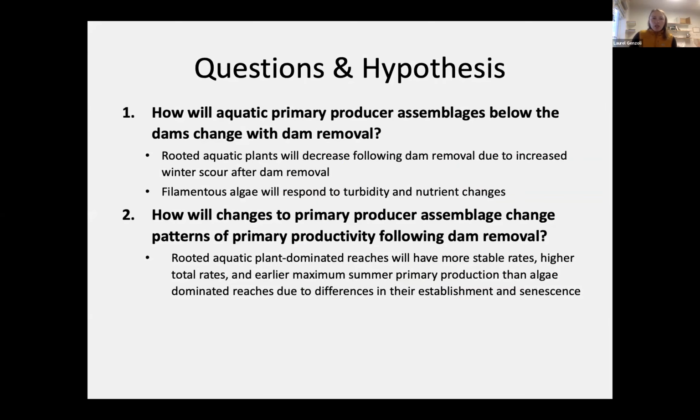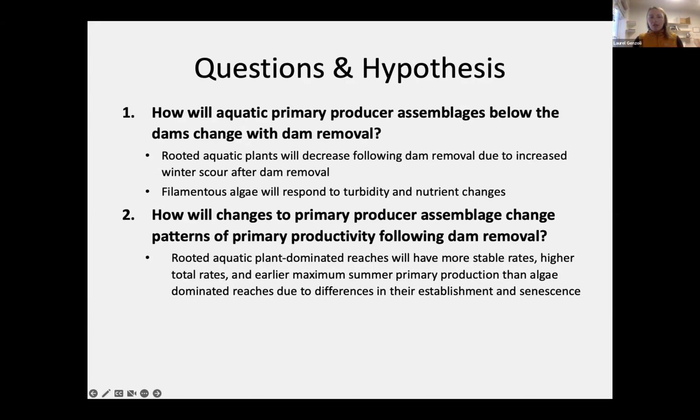So we have some questions that overlap with some questions that Desiree was mentioning, but I'm going to show you some of the baseline data we have so far to address these questions. The first one is, how will the aquatic primary producer assemblages below the dams change with dam removal? Here we're expecting that these rooted aquatic plants, these vascular plants in the river, are going to decrease following dam removal because of increased winter scour, but that filamentous algae will respond more to turbidity and nutrient changes.